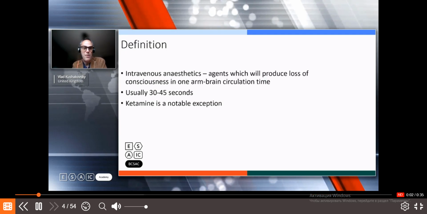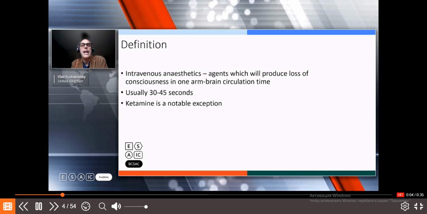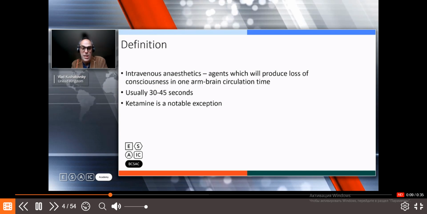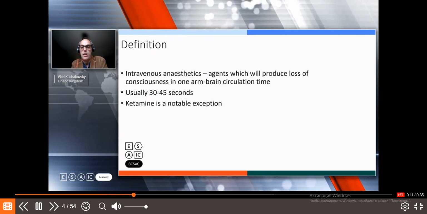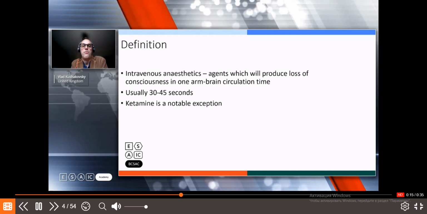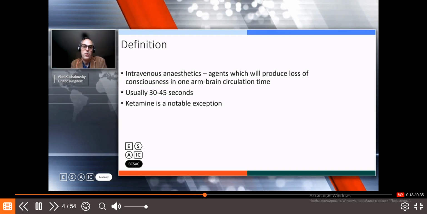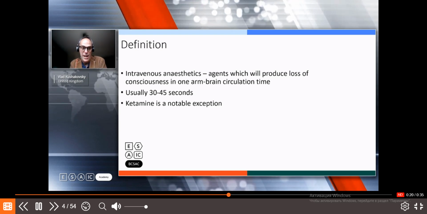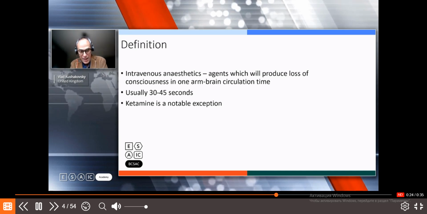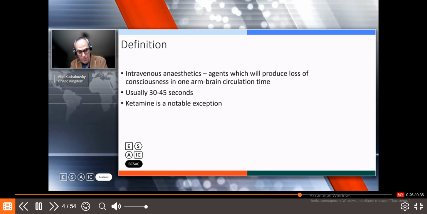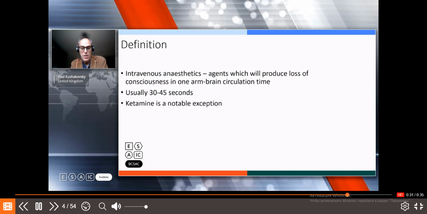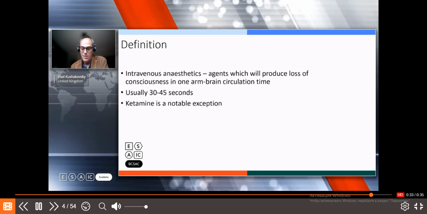So definition. Intravenous anesthetic agents are agents which will produce loss of consciousness in one arm-brain circulation time. In an average person, it usually takes about 30 to 45 seconds for your intravenous injection to reach the brain. It obviously depends on the cardiac output. The very notable exception is ketamine, but you will know that ketamine is quite an exceptional drug.